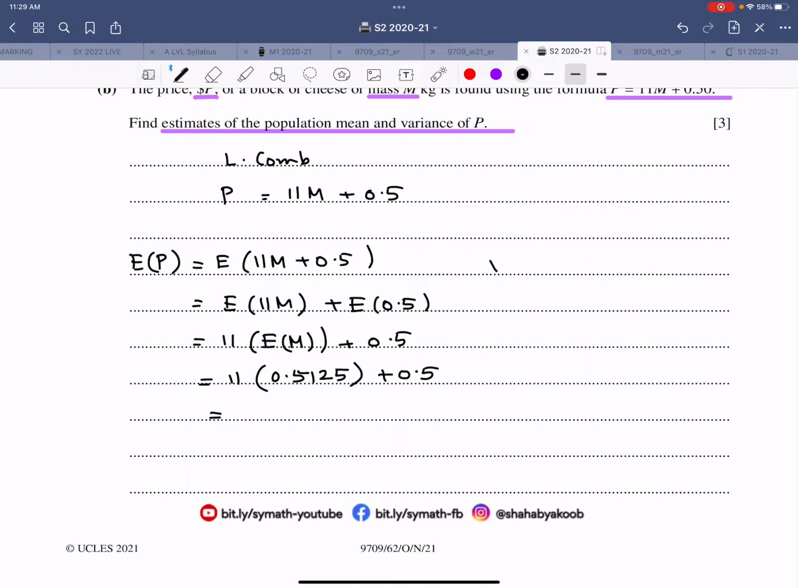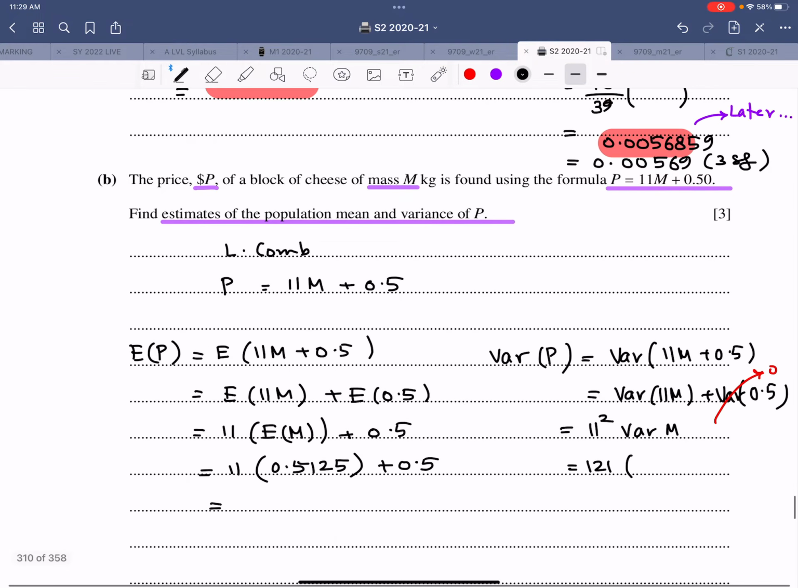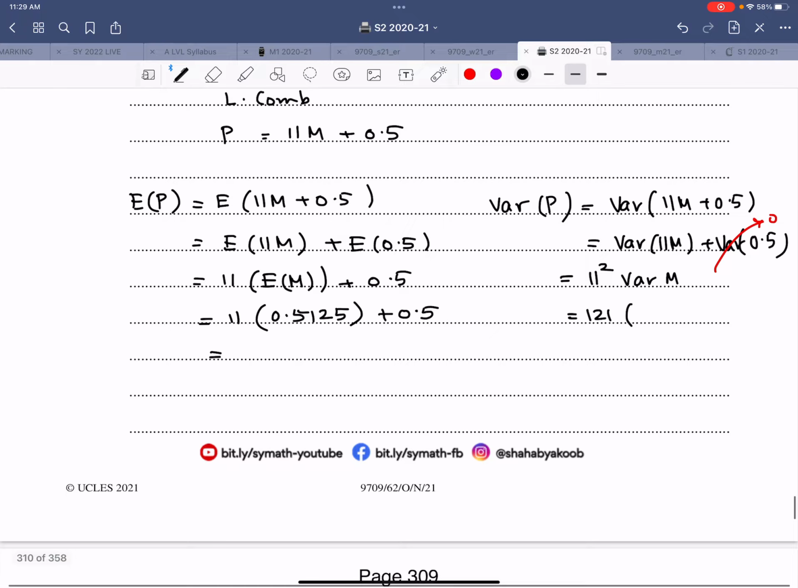Similarly, variance of P, what is this all about? Variance of P is actually variance of 11m plus 0.5. That is variance of 11m plus variance of 0.5. Variance of a constant is 0 naturally, and therefore this is 11 square times variance of m, that is 121 multiplied by 0.0056859, and this is the second answer that you achieve.